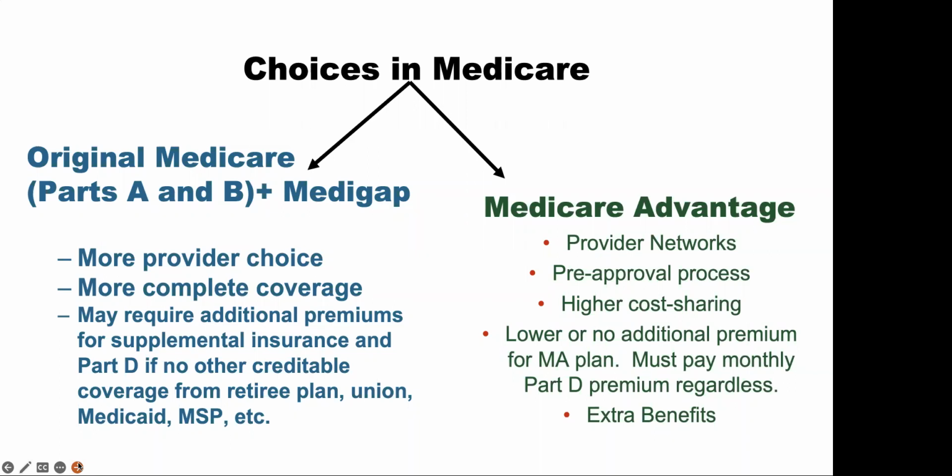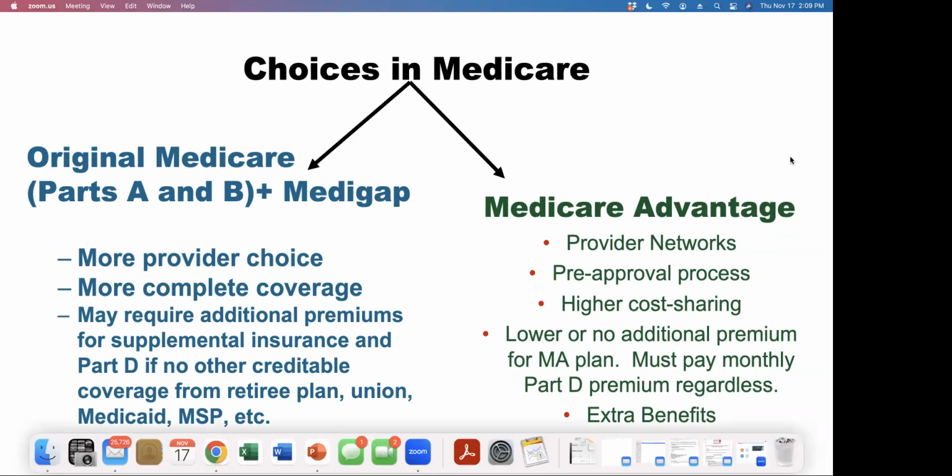The other way to get Medicare is through Medicare Advantage plans. These are private health plans that contract with Medicare. By law, they must provide the same basic benefits that Medicare provides, but they're also able to offer additional benefits. These plans are different because they have provider networks and they have a pre-approval process for high-cost procedures, typically like CT scans, MRIs, surgery, various forms of therapy that involve multiple visits. If you use the doctors in the network, you will get the greatest amount of benefits.